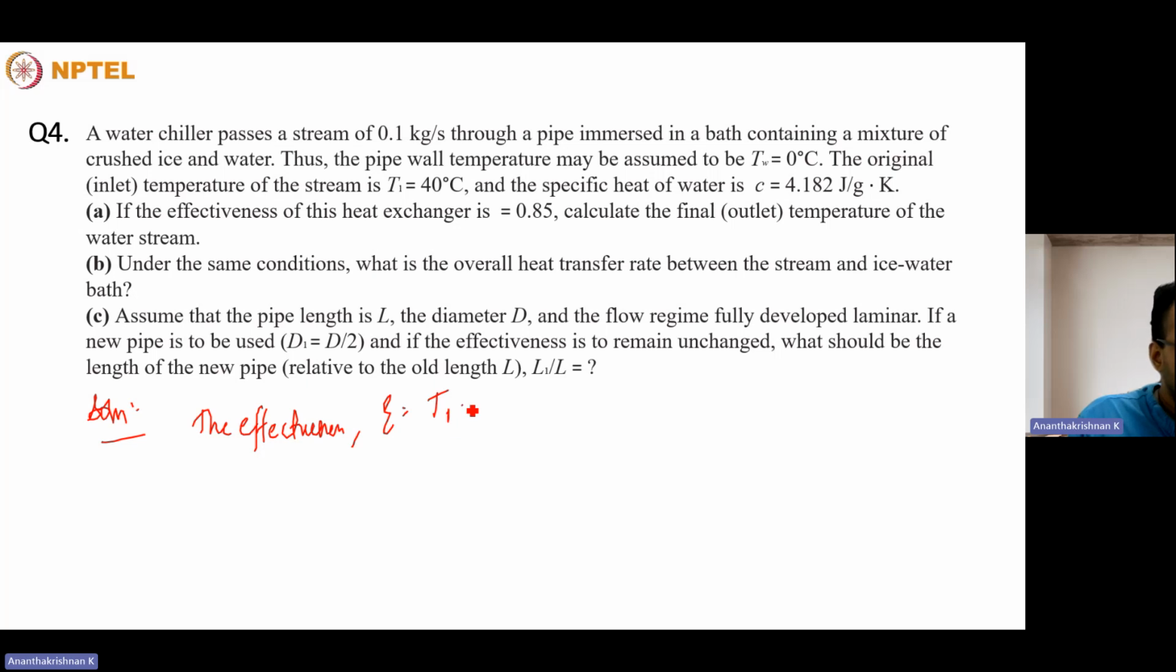So the actual heat transfer, that will be mCp into (T1 minus T2), divided by the maximum heat transfer that is possible, mCp into (T1 minus T crushed ice water temperature). So this T_w, from this we can get the value of T2. Therefore, T2 is equal to T1 minus effectiveness into (T1 minus T chilled water).